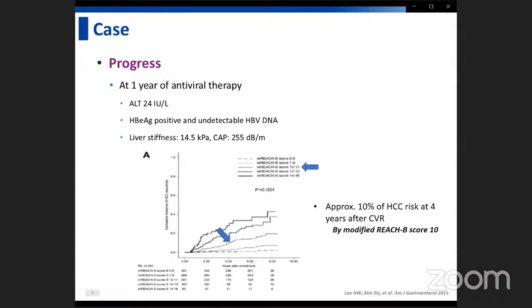The patient experienced a decline in liver stiffness from 18.2 kilopascal to 14.5 kilopascal after 1 year of antiviral therapy. His ALT level normalized and HBV DNA became undetectable, but he remained HBe antigen positive. At the time of complete virological response, the modified HCC score could be calculated. The patient had a 10% risk of HCC at 4 years after achieving complete virological response.